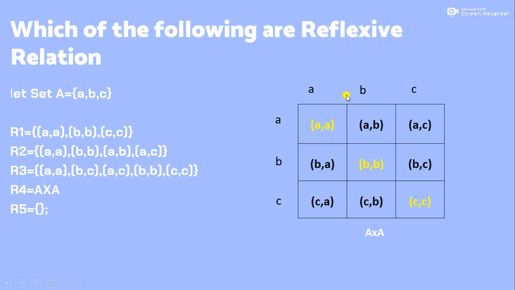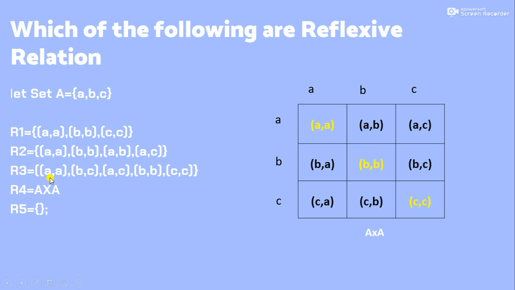First relation R1: here we have AA, the first diagonal pair, and BB, another diagonal pair, and CC, another diagonal pair. So we have all the diagonal pairs in R1, so R1 is a reflexive relation. In R2 we have the first diagonal element and the second diagonal element, and we have AC, but we don't have the third diagonal element. So we don't have all the diagonal elements, so R2 is not a reflexive relation.